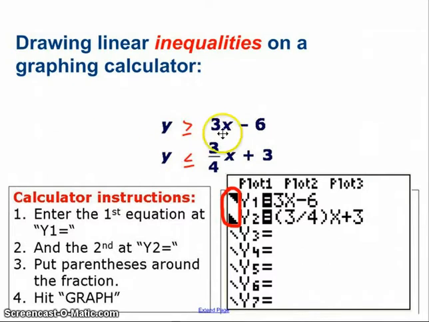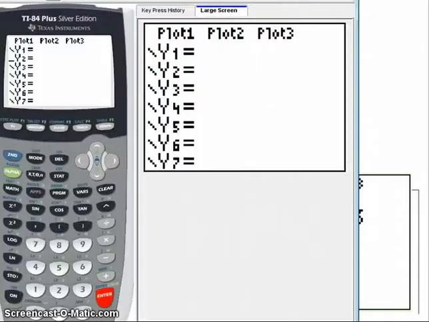So, previously I gave you y equals 3x minus 6 and y equals 3/4 x plus 3 as a linear system and taught you how to graph those on a graphing calculator. And it's essentially these same steps that you've already been doing. The big difference comes over here on the far left side of the screen of the calculator when you go to the y equals screen. So let me in fact show you what that looks like on the graphing calculator.